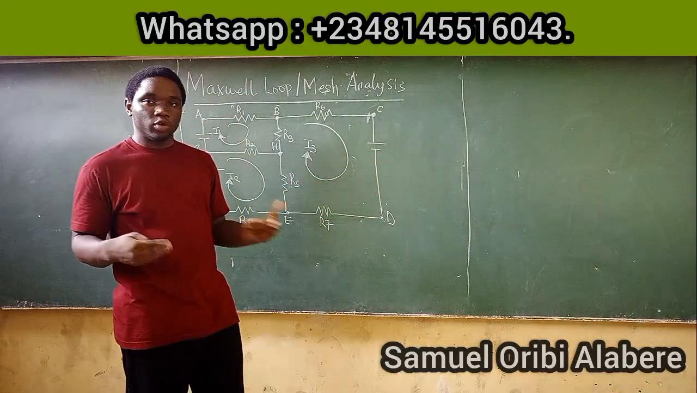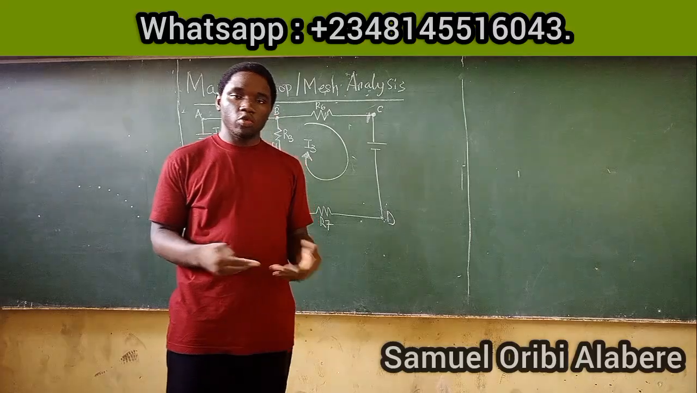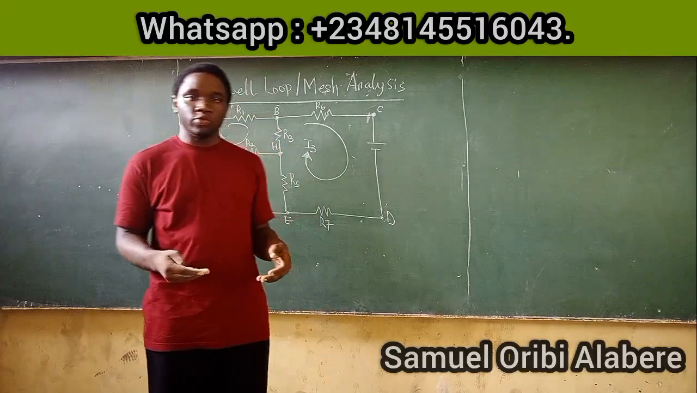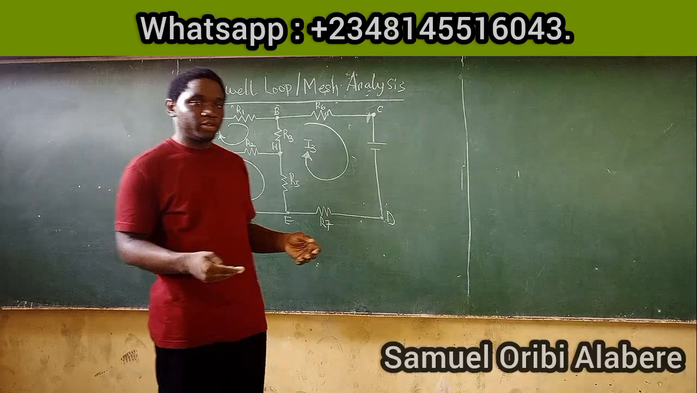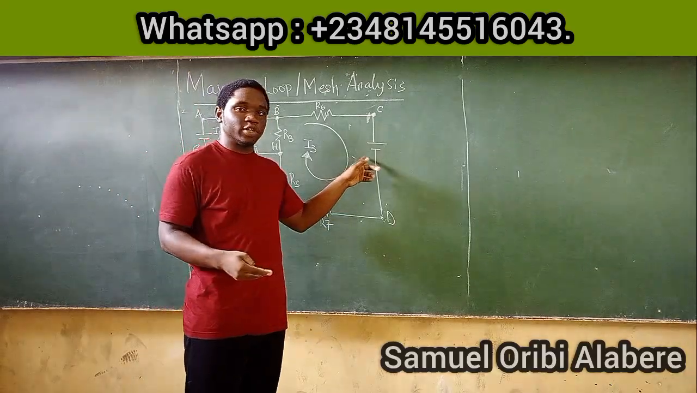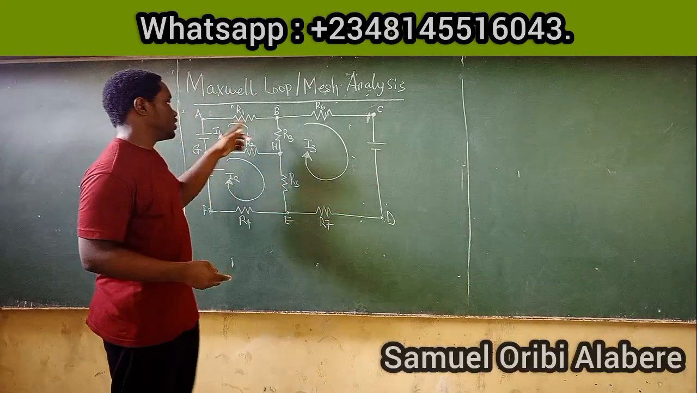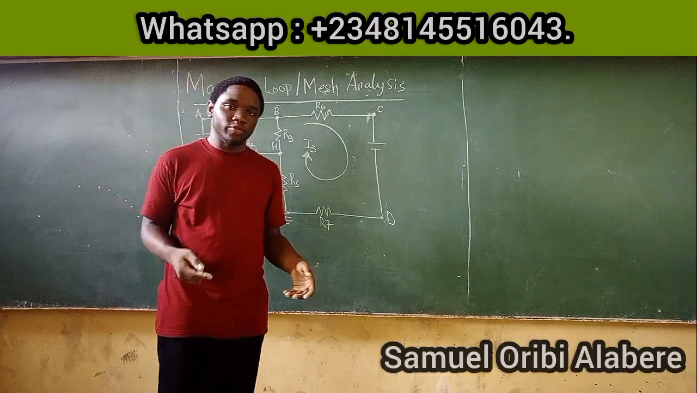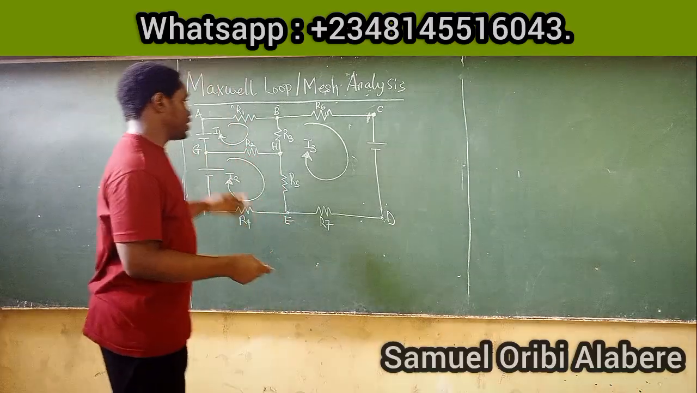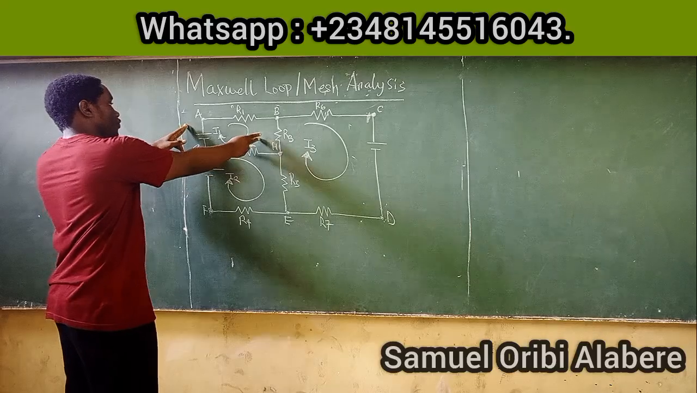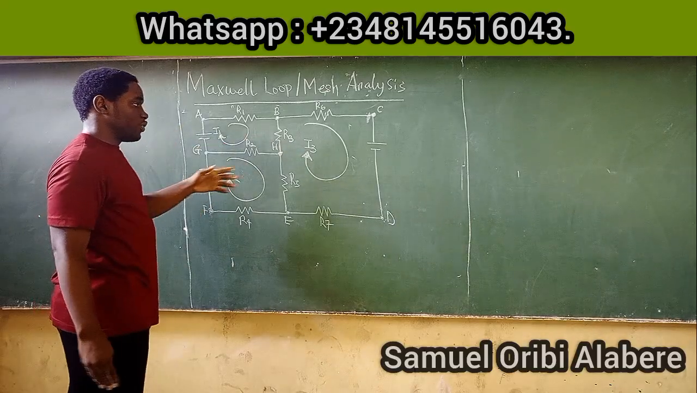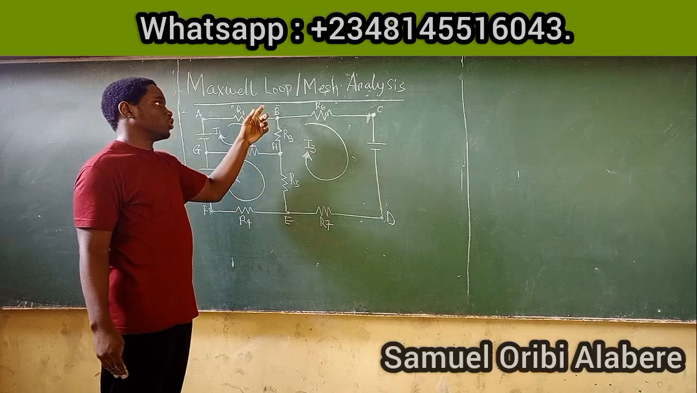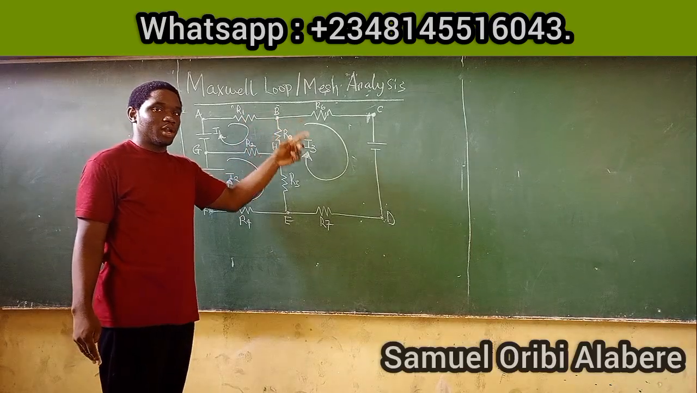So what is Maxwell Loop Analysis? Maxwell Loop Analysis is simply a method that is used for finding different sections in our circuit, like the resistance or the current, using the matrix and determinant method. So from this circuit that I have drawn, we are going to derive the formula that we are going to make use of when using Maxwell loop or mesh analysis.